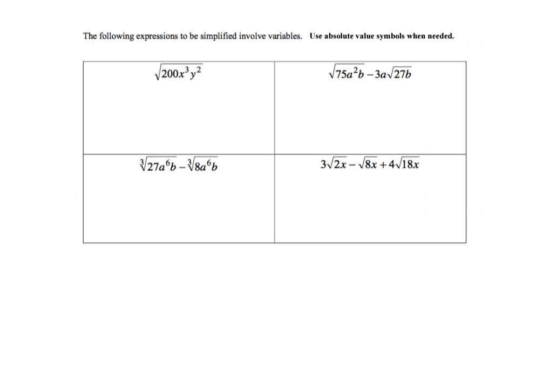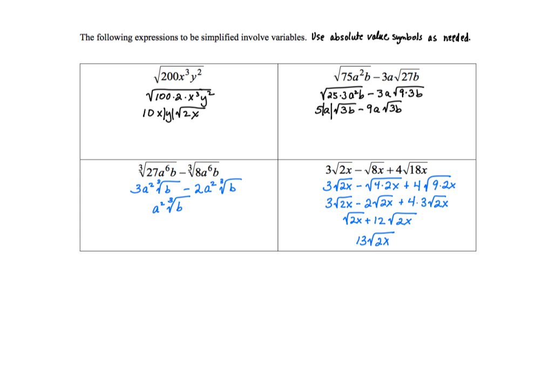The following expressions to be simplified involve variables. Remember, yesterday we learned when absolute value symbols were necessary and when they were not. I'd like you to simplify these 4 problems using absolute value signs when necessary. Press pause on the video, and when you're ready to see the answers, press play again. Here are the answers. Take a minute and compare your work to these.